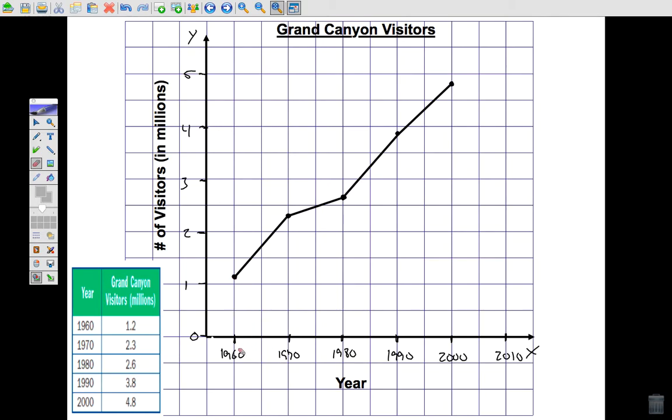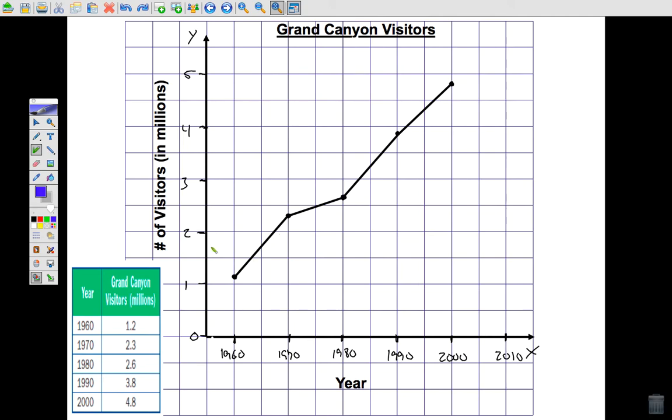It wasn't necessary. 1970 is right around 2.3. 1980 was around 3.8. 1990 was 3.8. 2000 was 4.8, and I've connected the lines. Once you have information that goes from table form to graph form, now you can clearly see some things. You can see there was a dip from 1970 to 1980. It looks to me like this is the steepest increase, so that's where it was the fastest growth.